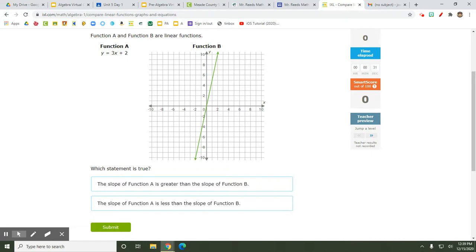So it says the slope of function A is greater than the slope of function B. The slope of function A is less than the slope of function B. It's asking us for slopes, all right? Which means we can do one of two things. We can either graph function A, okay? So let's graph function A and see what we get.